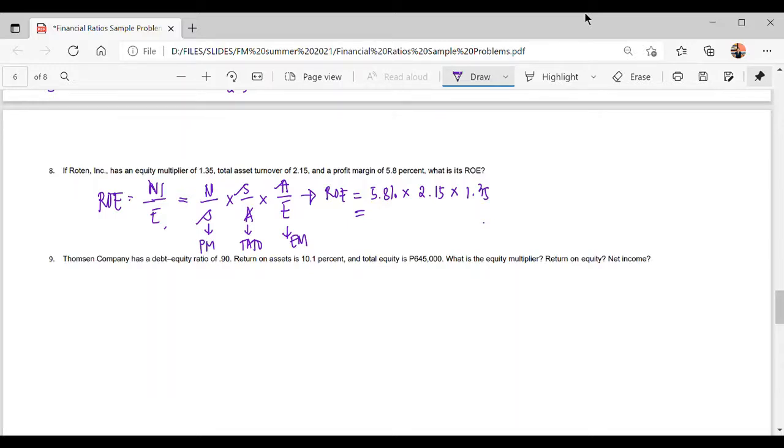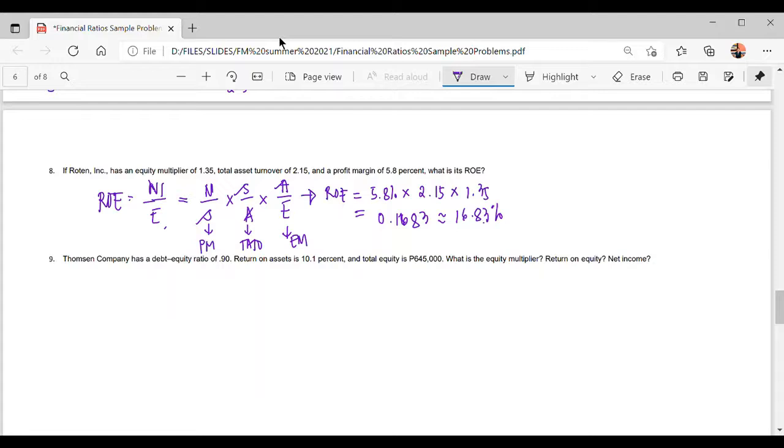But when I compute it in the calculator, I prefer that I use the decimal. So, instead of pressing 5.8%, I prefer to convert that into decimal. So, 0.058 times 2.15 times 1.35. So that would be 0.1683. Since it is decimal first, multiply by 100 to get 16.83. So therefore, this is 16.83%.